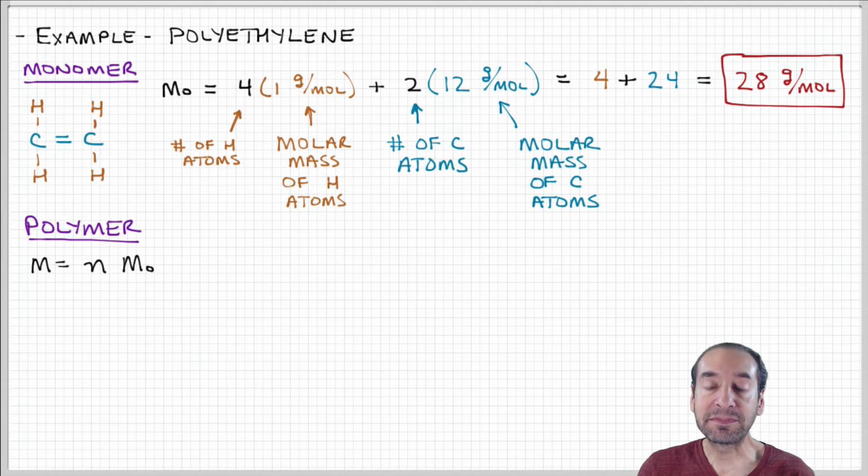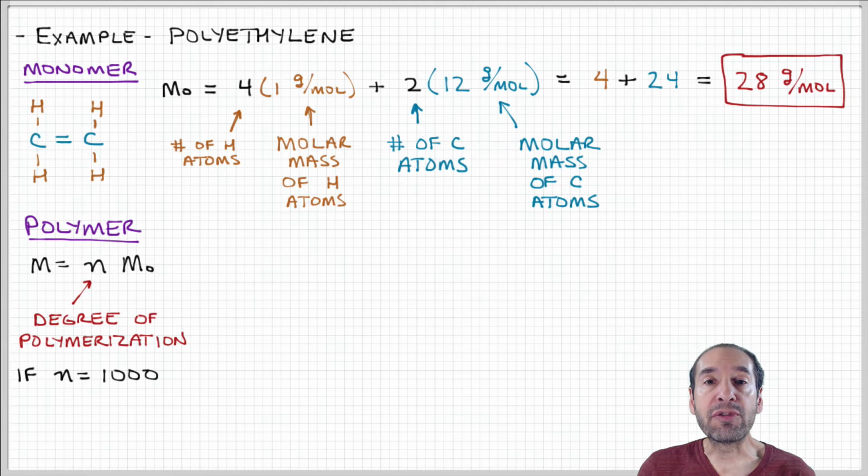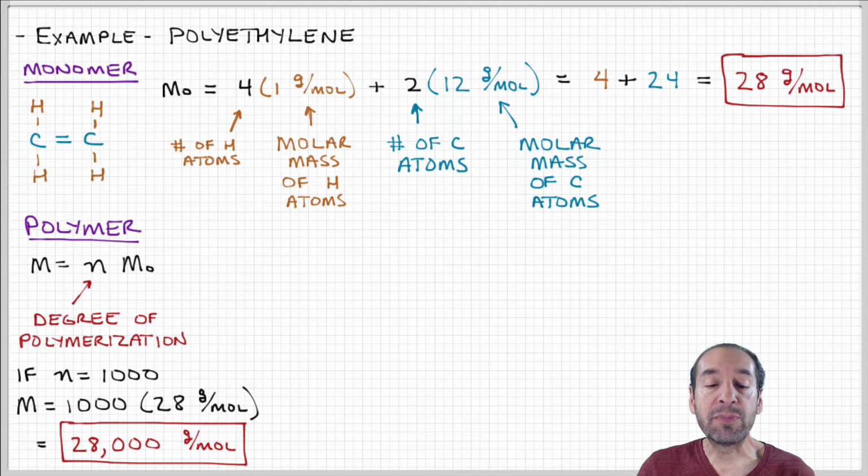Now to get the polymer molecular weight, we multiply the monomer or the repeat unit molecular weight times the degree of polymerization. So remember, the degree of polymerization, N, represents the number of repeat units in the polymer chain. If our repeat unit is this element where we have 2 carbons and 4 hydrogens, then imagine that we have a degree of polymerization of 1,000. Then the molecular weight would be 1,000 times the molecular weight of the monomer unit, which is 28 grams per mole. So the molecular weight of the polymer would then be 28,000 grams per mole.